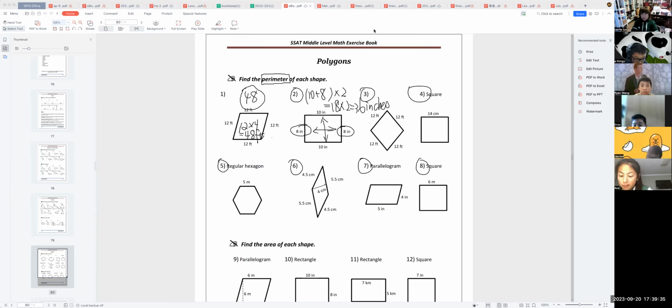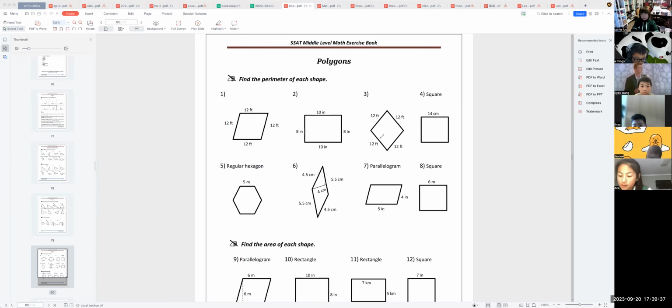Correct? Okay, so the next one, because they're all the same, it's 12 times 4 equals 48 feet. You're going to notice that number 3 and number 1 are actually the same thing, but the shape is just not put in the same position, right? So number 4, you can see it is a square. When you see a square, that means each of the lines is the same. So 14 times 4 equals 56 centimeters.